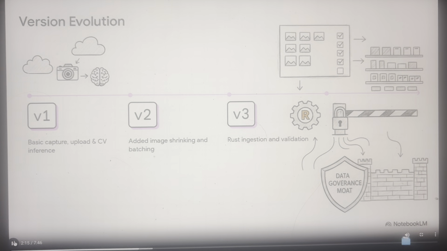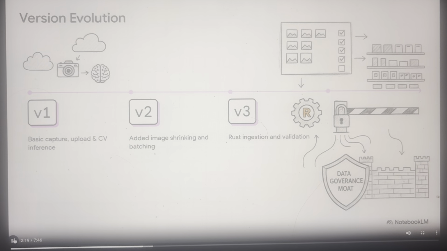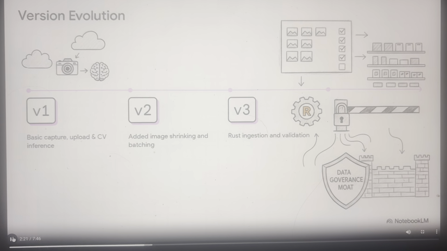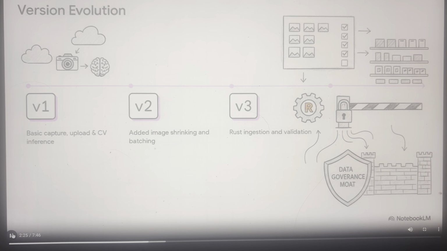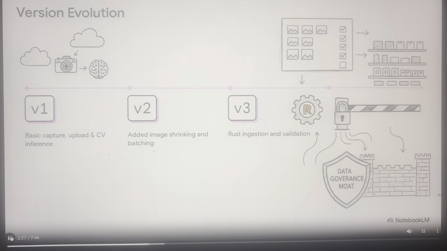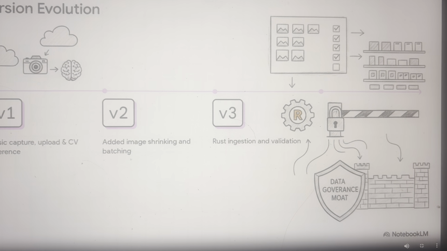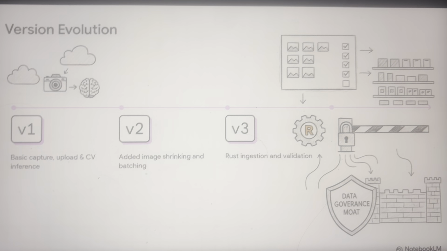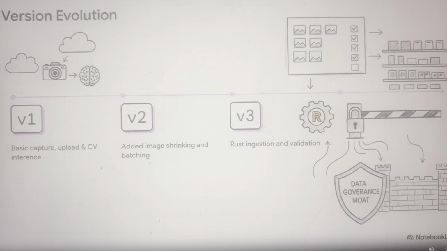Version 1 was pretty standard, just capture, upload, and run some CV inference. Version 2 added image shrinking and batching. Then, version 3 introduced Rust ingestion and validation. But version 4 is where the magic really happens. They brought in slot gating and planogram-aware enforcement. This means the AI actually knows the physical blueprint of how products are supposed to sit on a shelf. At this point, ShelfCat is no longer just doing inference, it is actively governing data.